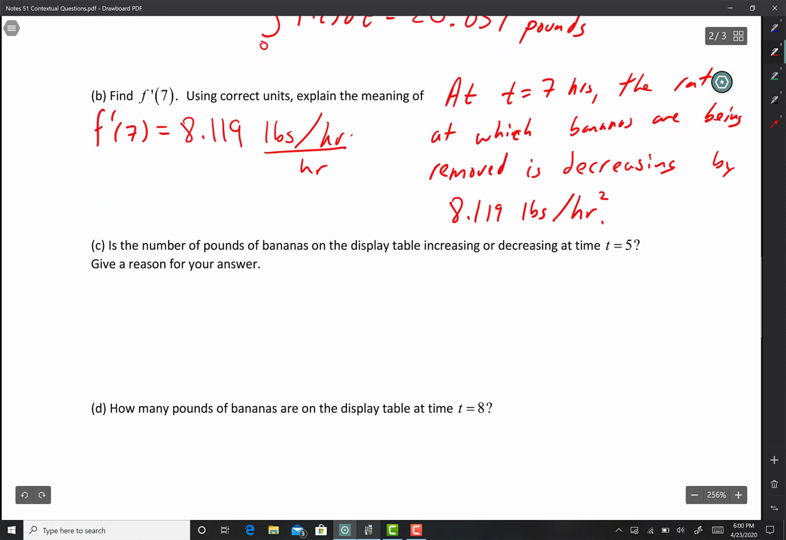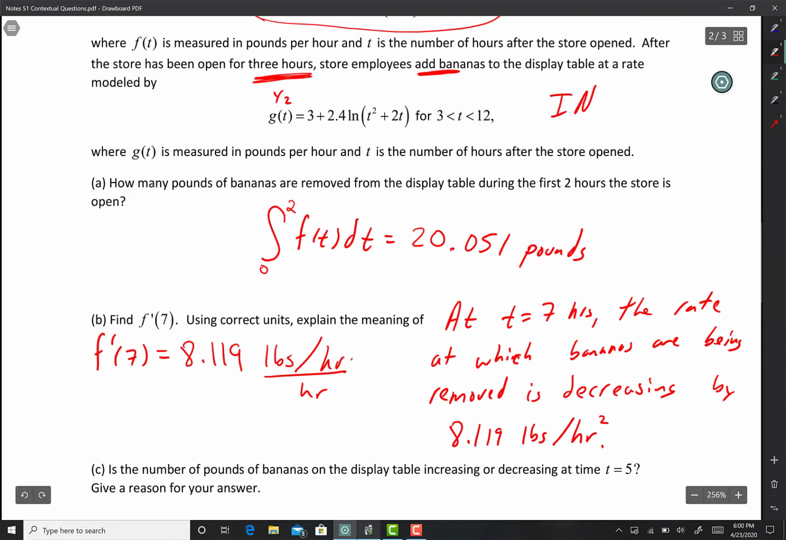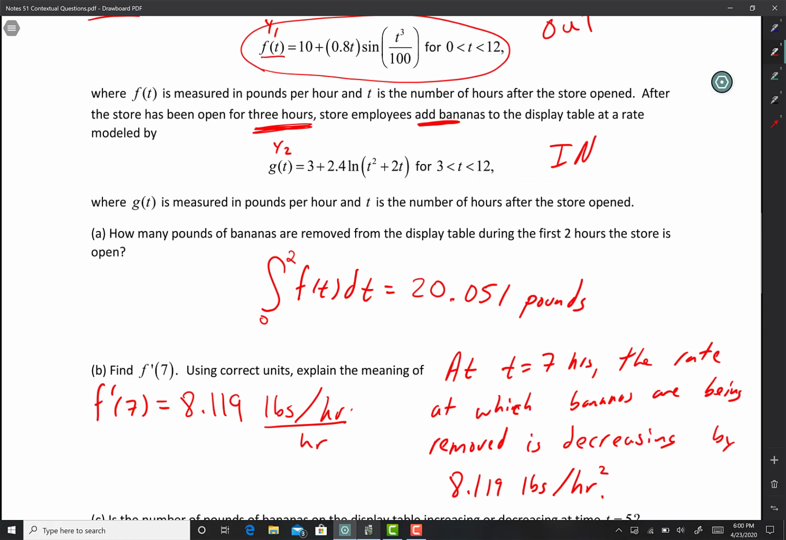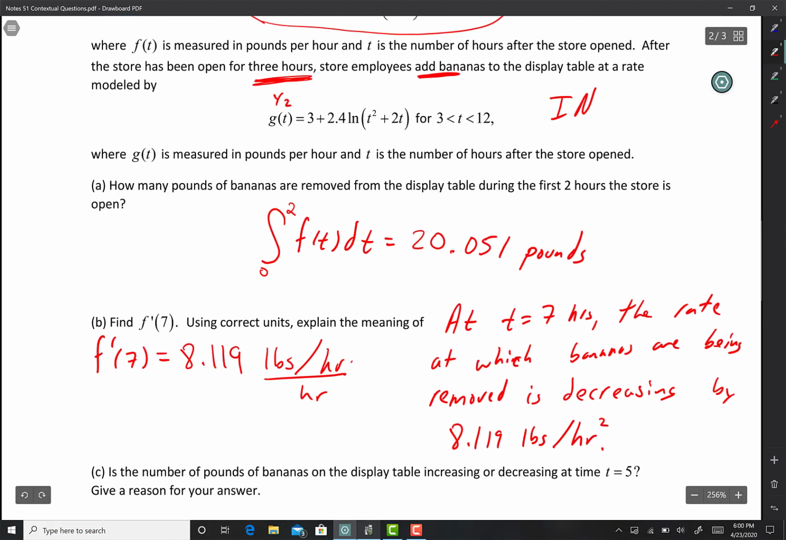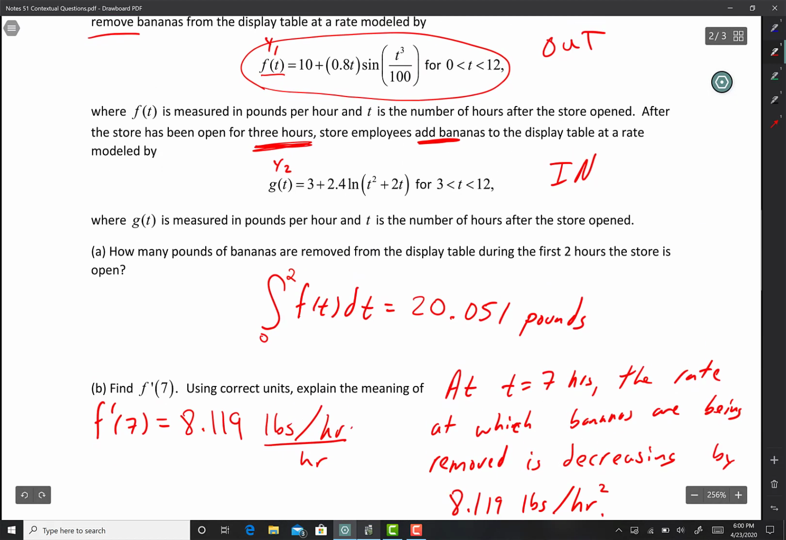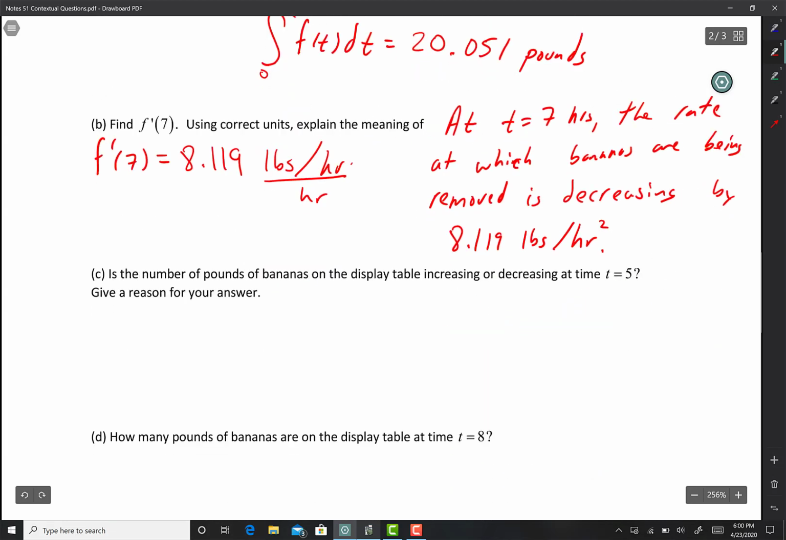Is the number of pounds of banana on the display table increasing or decreasing at t equals 5? Give the reason for your answer. Okay, straightforward. We just got to find out if f of 5 is bigger than g of 5 or if g of 5 is bigger than f of 5. So let's see how fast they're moving out. So I'm going to find what f of 5 is. f of 5 equals, and I'm going to find what g of 5 is. g of 5 equals. And whichever number is the bigger one is the one that's winning.